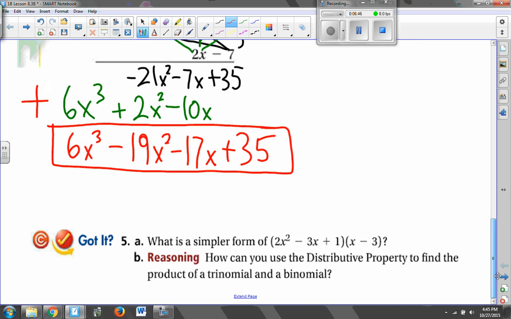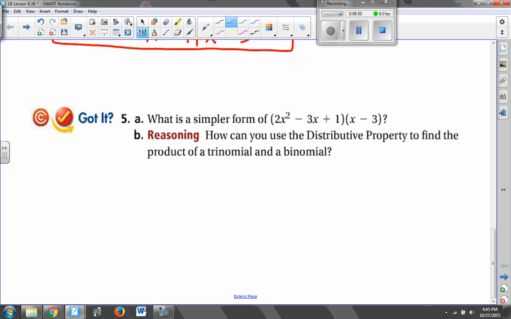All I need you to do then is take a look here at Got It number 5, which is on page 501, right at the top of page 501. Look at both of these problems, 5A and 5B. Pause the video, take a look at those two problems. When you come back, play the rest of the video, and I will show you the answers to these two questions, so you can give yourself a little check.